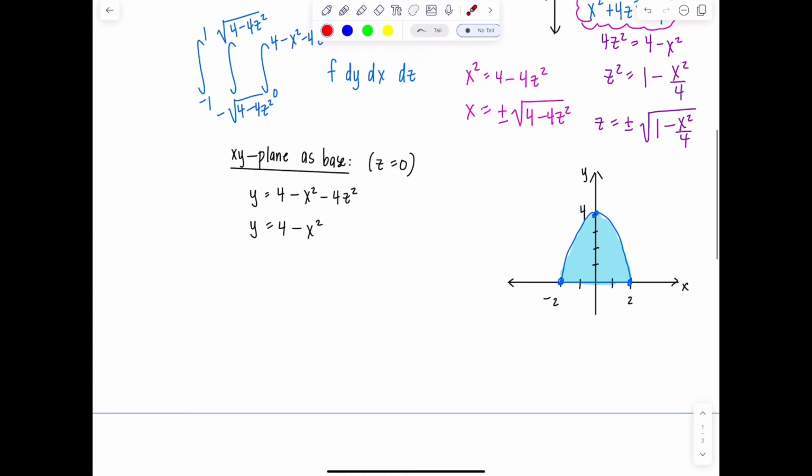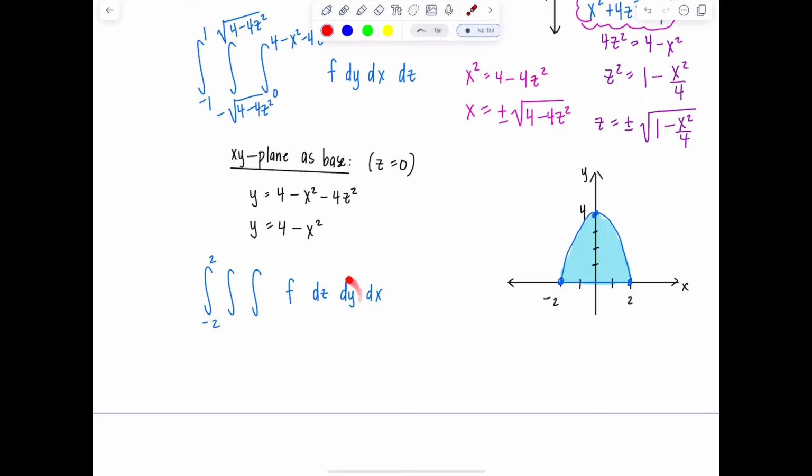Okay, good. So if that's the base region, we're going to integrate with respect to x and y last, and with respect to z first. Ooh, okay. So let's set up the triple integral. F, and then we'll do z first, and I'll just do dy dx, let's say. So if x is last, then the limits for x need to be constant. They go from negative 2 to 2.